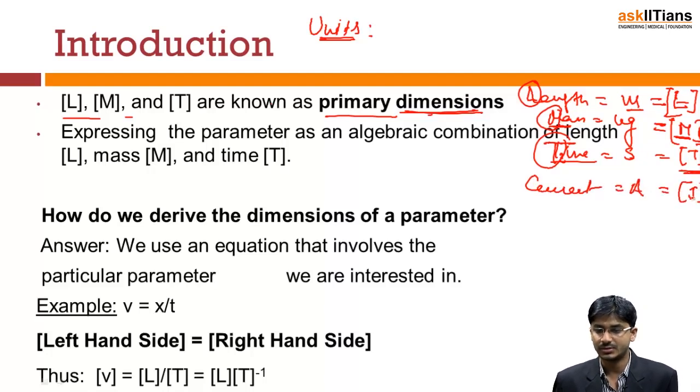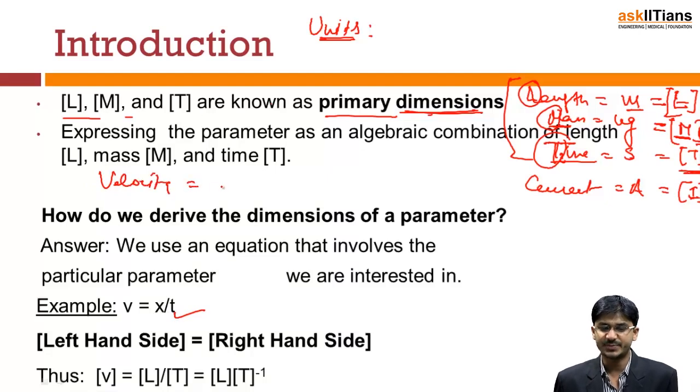Obviously there are other dimensions. For current there is ampere and its dimension is I, but we won't encounter this quite often. These are the three things that we will be using more usually.